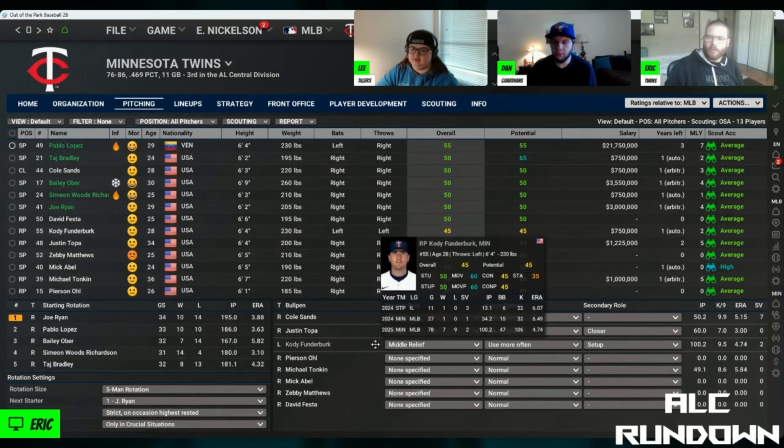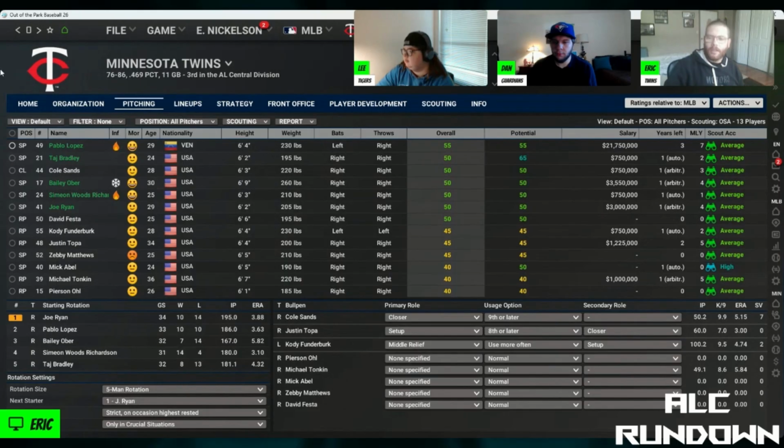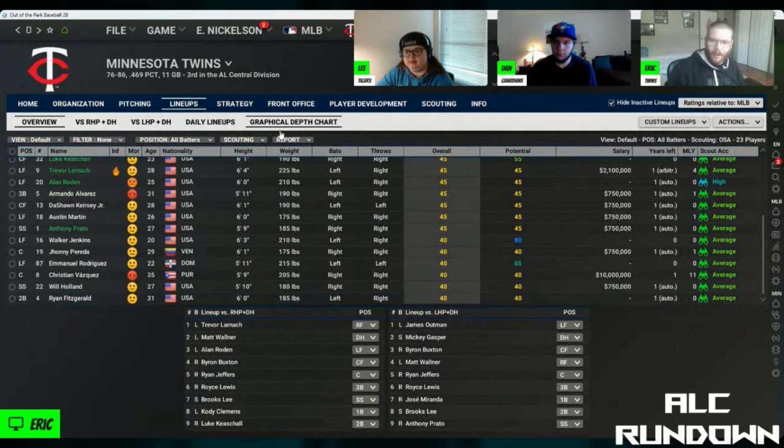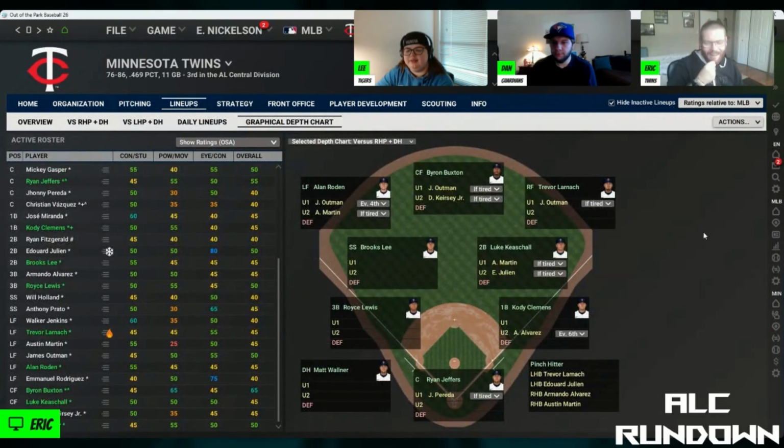So remember that point. You can look at this pitching staff and squint and see some potential. Now let's go to this lineup. Because, yeah, do you have a thought on that, Lee?